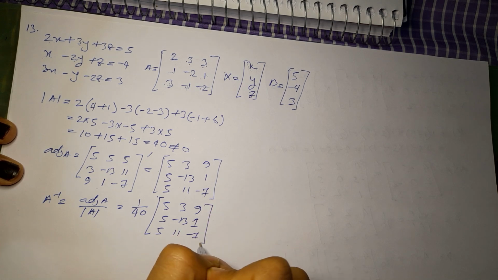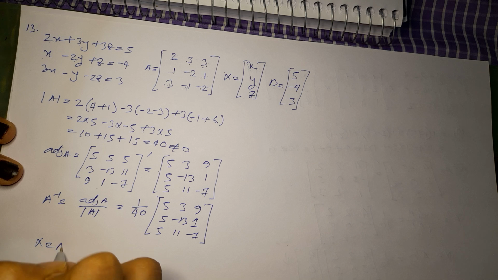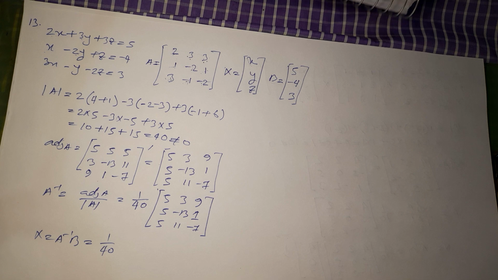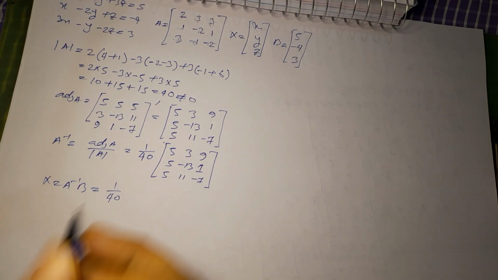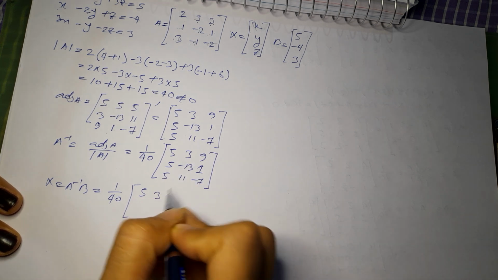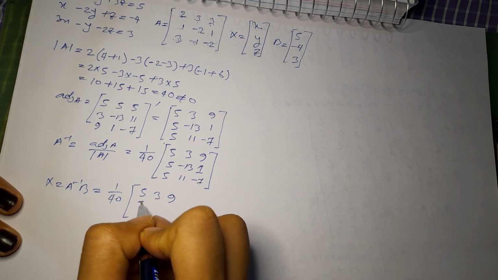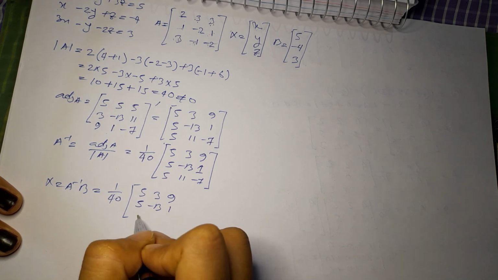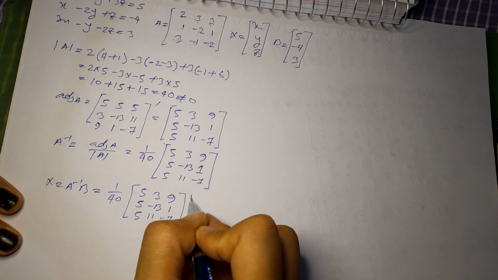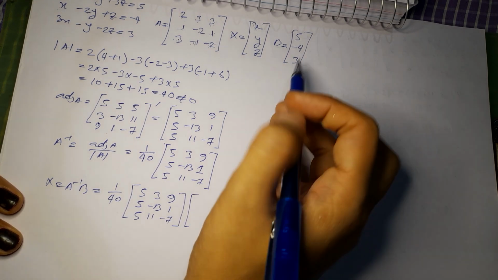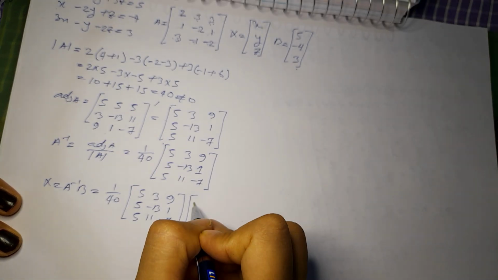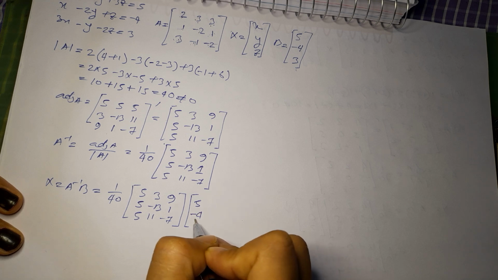We need x, that is x equals A inverse B. A inverse is 1 by 40 times the adjoint. Now don't take the 40 inside. You can take it, but it will require more time to solve it. You will get the same answer either way, but it will require the time. Because we have to save time in the exam, that is our main target. So B is 5, minus 4, 3.